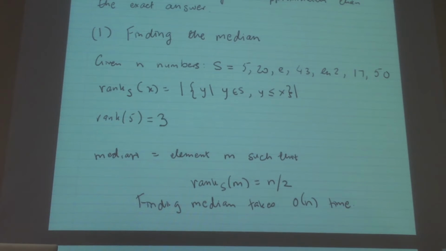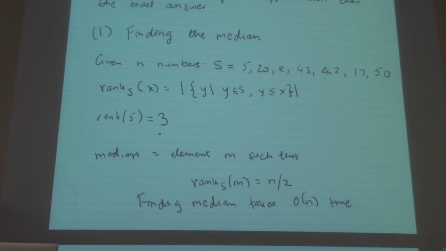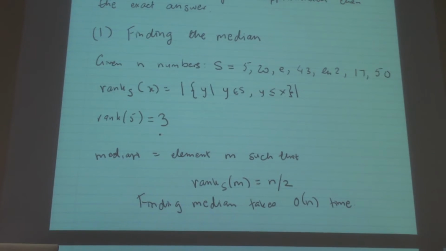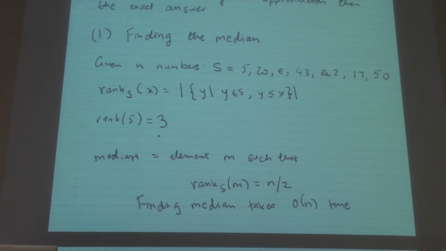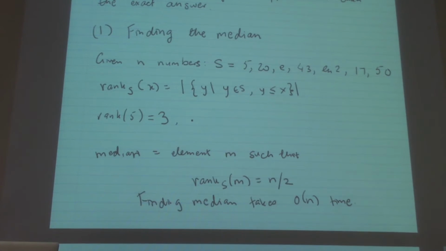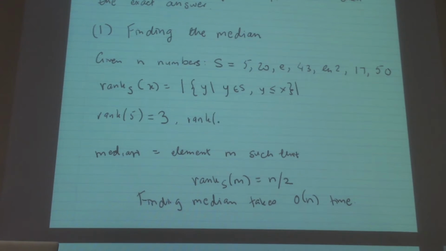Is there a number whose rank is equal to 4? Well, what's the number just above 5? 17, right? So 17 has 17, 5, E, and ln2 at or below it. There's no 18 in the list. Okay, what's the rank of 50?